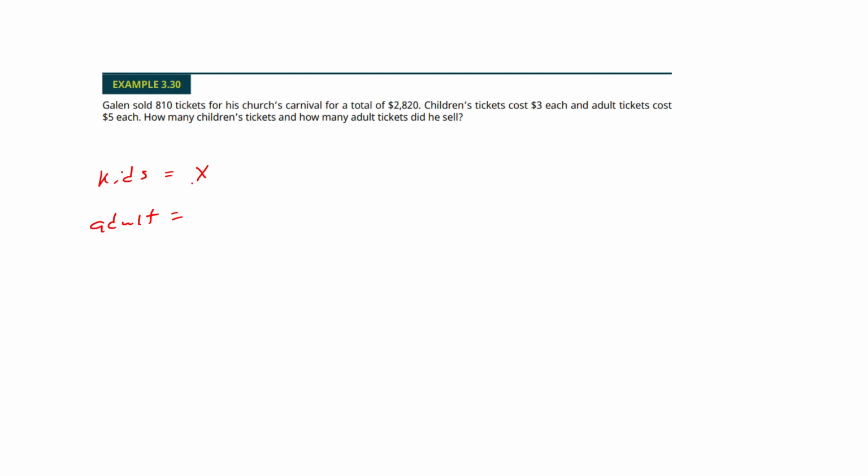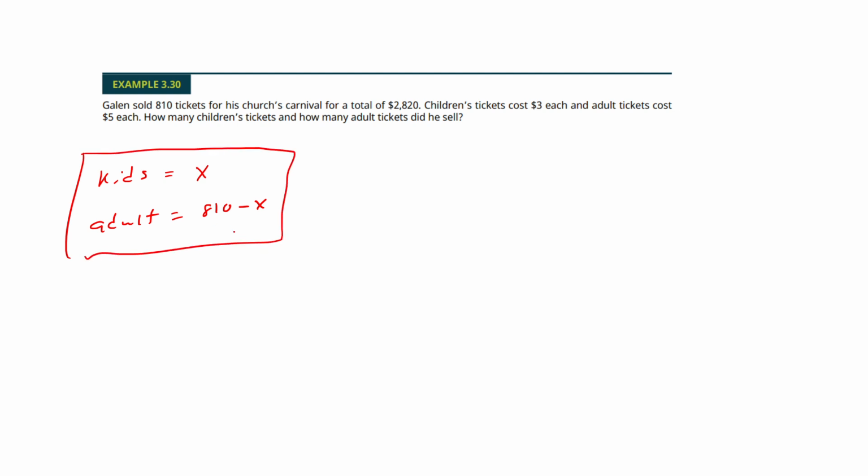Now, you're like, well, what are we going to do to build the other one? Because we have to build it. Well, if I know the total number of tickets sold, couldn't I do this? If there were 810 tickets sold in total and X of them are the kids' tickets, doesn't 810 minus X have to be the adult tickets? Does that make sense? So I've got kids' tickets and adult tickets. Well, there's 810 tickets sold. So 810 minus X must be the number of adult tickets sold. So pretty tricky. I hope that makes sense to you.